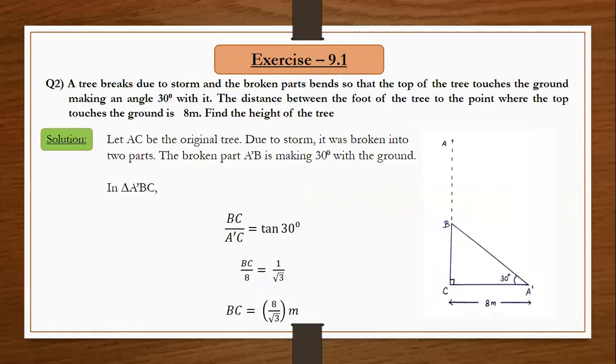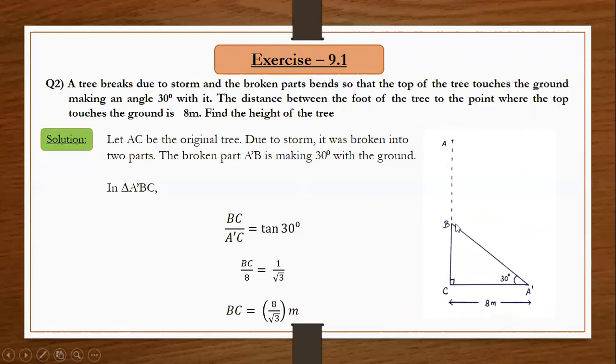For this, one angle is given. Mathematically, when we see one angle is given and one side is given, we have to find the third side and the extra AB also. Let us find BC first.